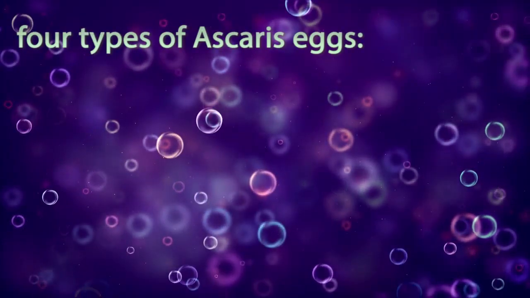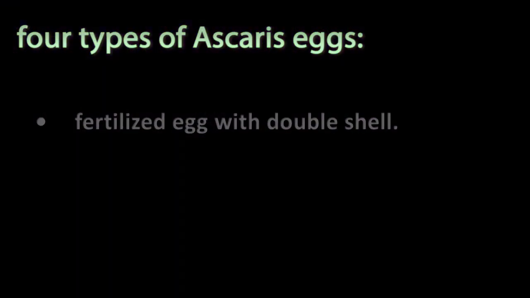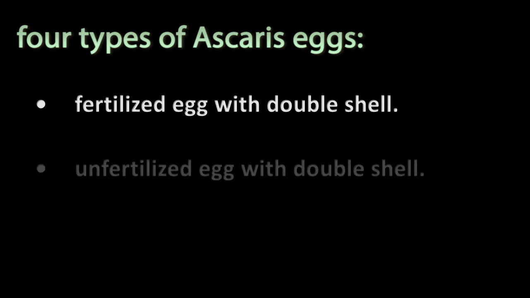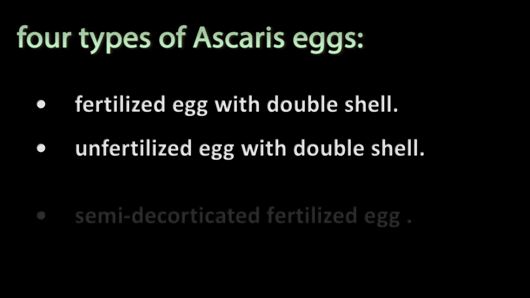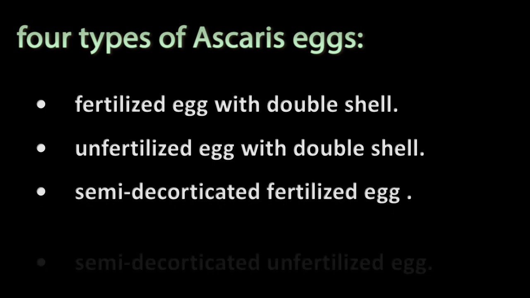So there are four types of Ascaris eggs: fertilized egg with double shell, unfertilized egg with double shell, semi-decorticated fertilized egg, semi-decorticated unfertilized egg.